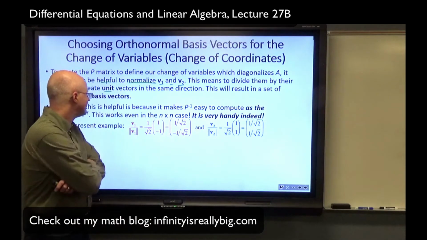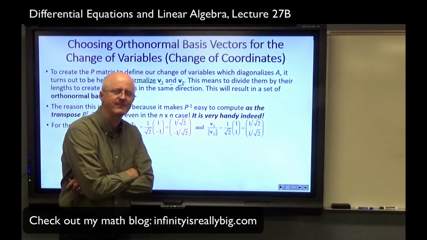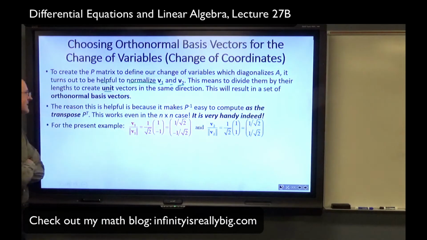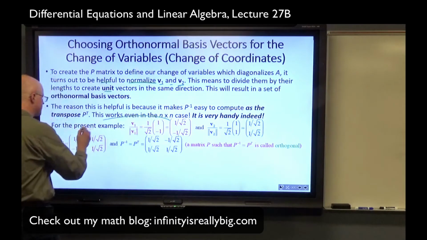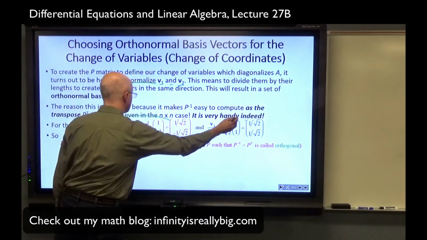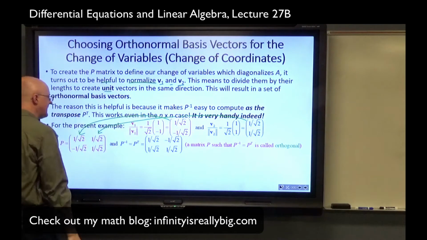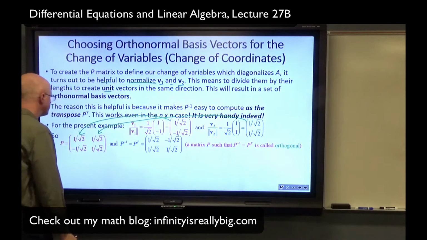Yeah, it's a small price to pay, actually. Okay? The lengths of each of v1 and v2 are square root of 2. So multiply each of these vectors by 1 over the square root of 2. And you get these two column vectors that you can put in your matrix P. This first one is the first column, and the second one is the second column. And P inverse does equal P transpose.